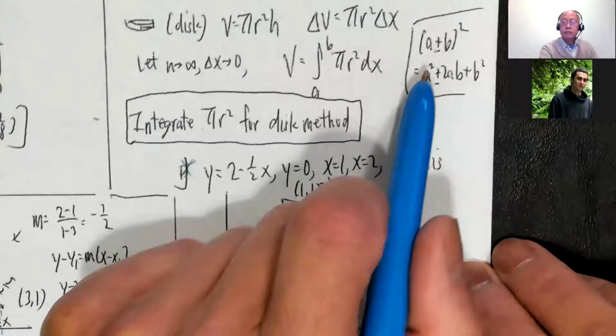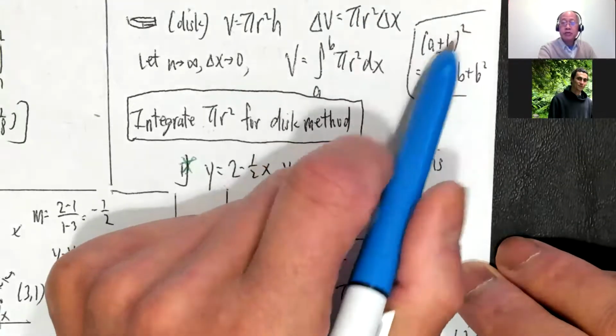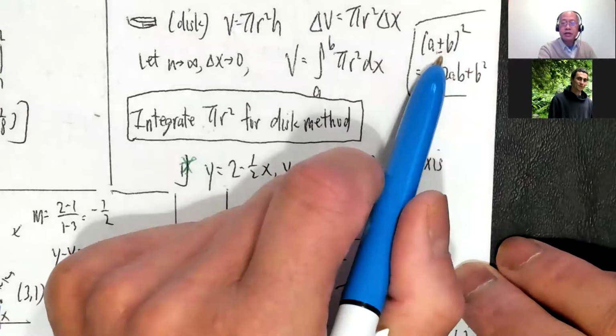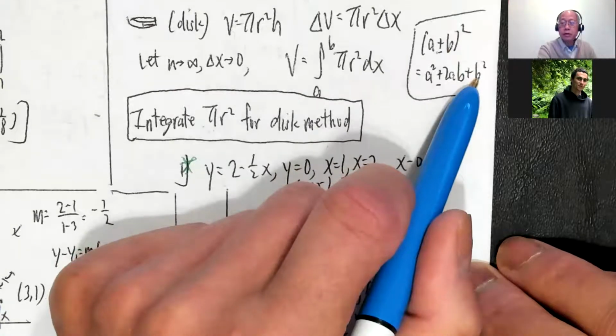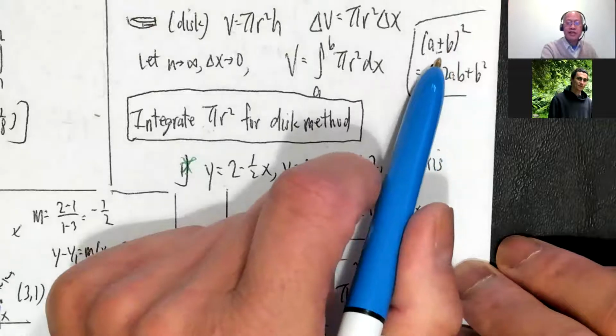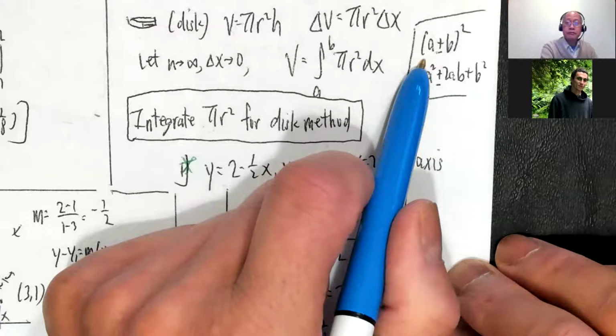Quick reminder, right? A plus b squared was a squared plus 2ab plus b squared. A minus b squared was a squared minus 2ab plus b squared. You should all know that from algebra 1. You really should have it memorized by now, but you can sneak that on your cheat sheet if you wish.